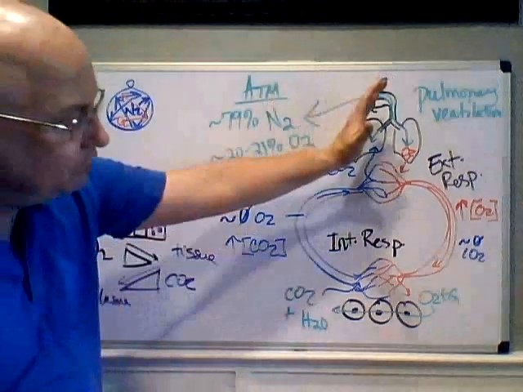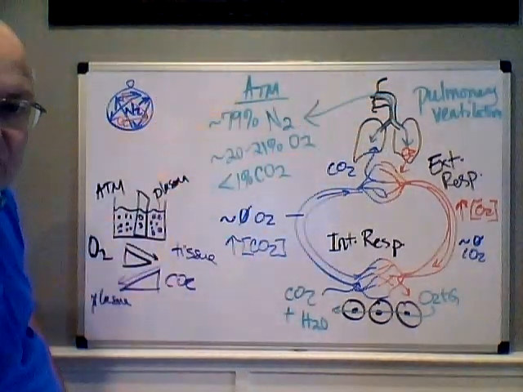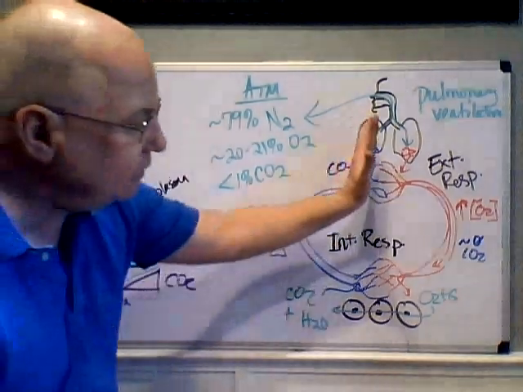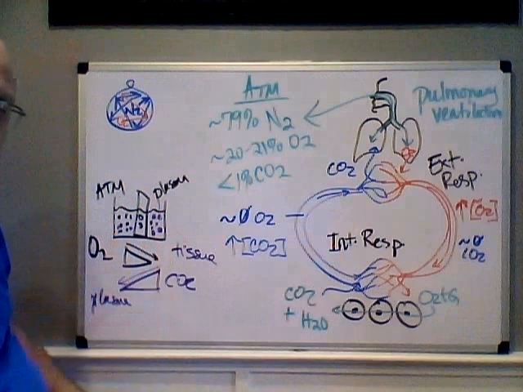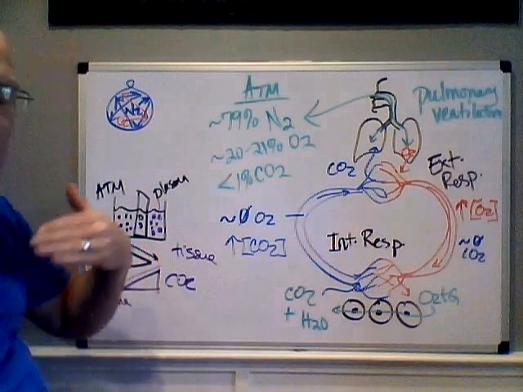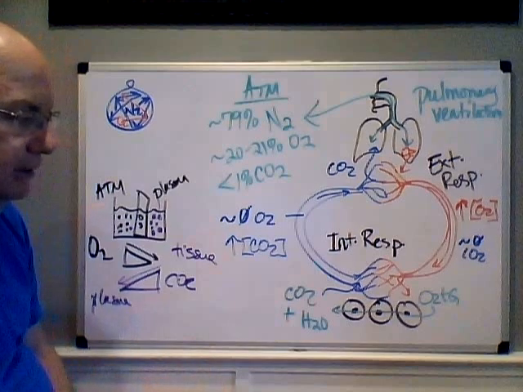So I hope you understood pulmonary ventilation. I hope you understand the concentrations of the gases, the major gases in our atmosphere, and then what causes external respiration and internal respiration, which is the gases moving down their concentration gradients or their pressure gradients.